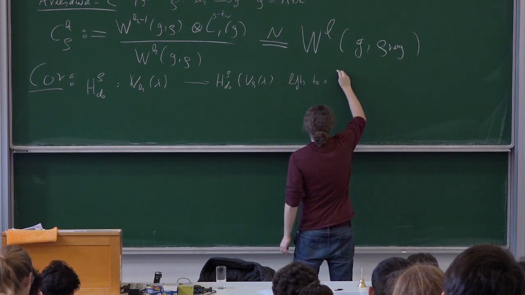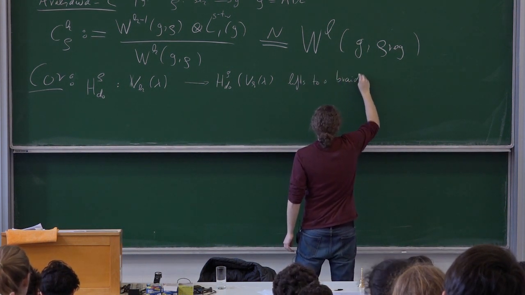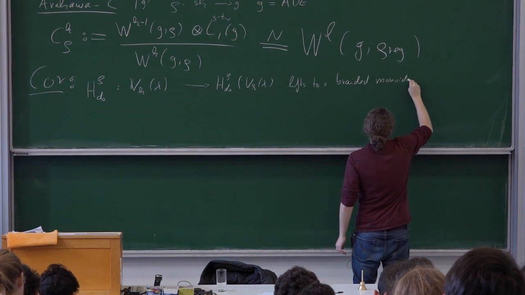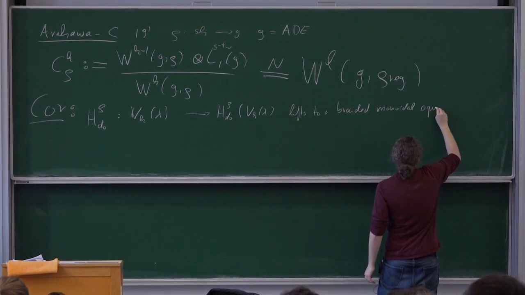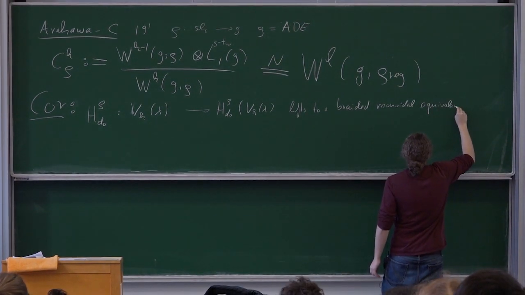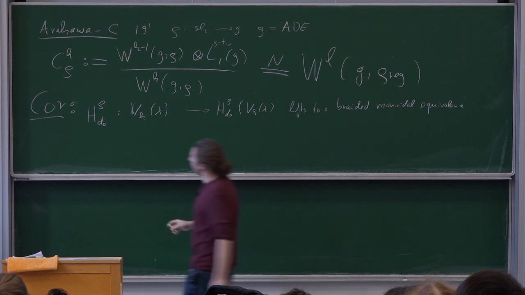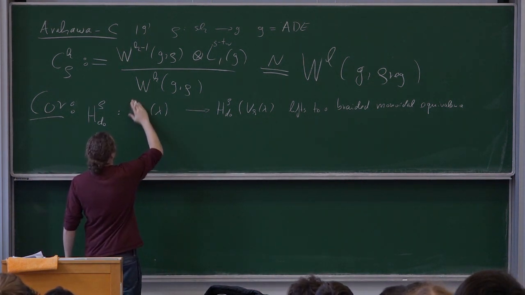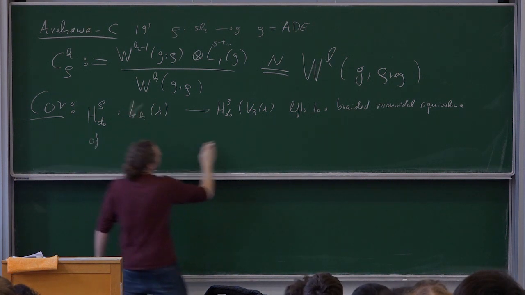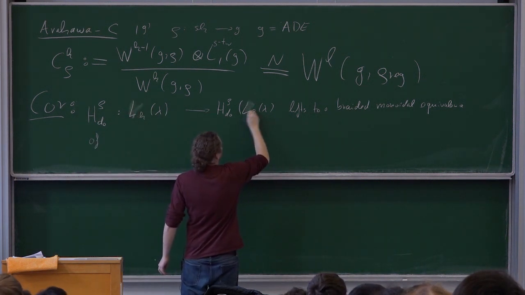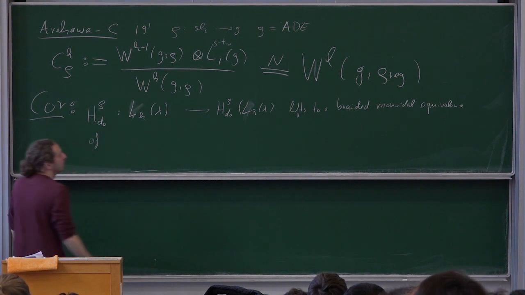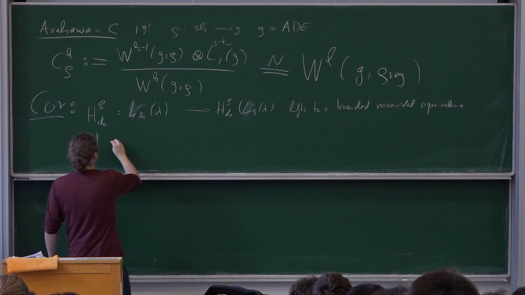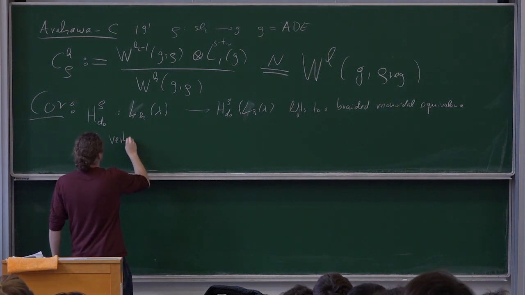to a braided monoidal equivalence of vertex tensor categories. Oh, and here actually I want to talk about the simple quotients. I'm sorry. Lifts to a braided monoidal equivalence of what is called vertex tensor categories.